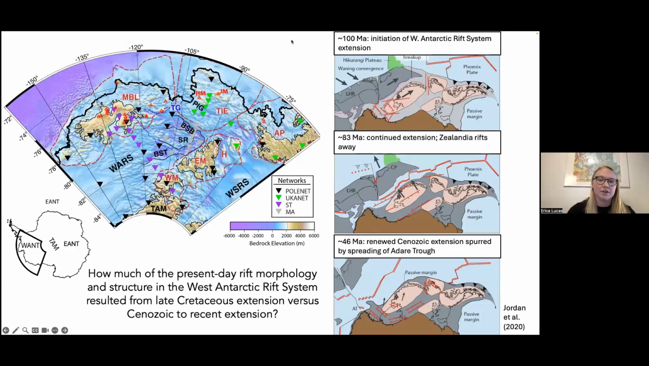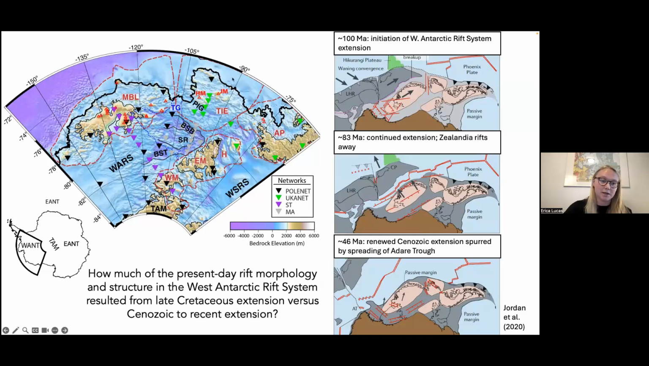So prior to the collection of this seismic data and the subsequent seismic imaging that followed, it was long debated how much of the present day rift morphology in West Antarctica resulted from late Cretaceous extension of the West Antarctic Rift System versus Cenozoic to recent extension.